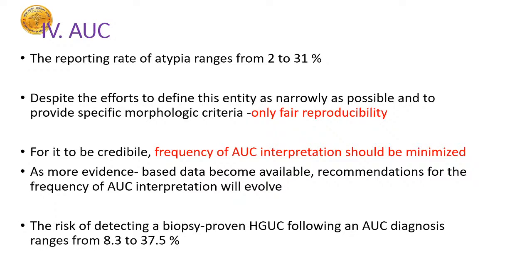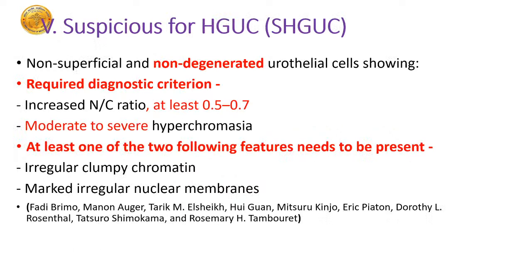I've already told you that if there is something which can be attributed to a definite category, whether it is viral, cytopathic, or treatment related, we should say negative for high-grade urothelial cancer. As more evidence-based data becomes available, recommendations on the frequency of AUC interpretation will evolve further. This is just to tell you that the risk of detecting a biopsy-proven AGUC following an AUC diagnosis ranges anywhere between 3 to 34%.